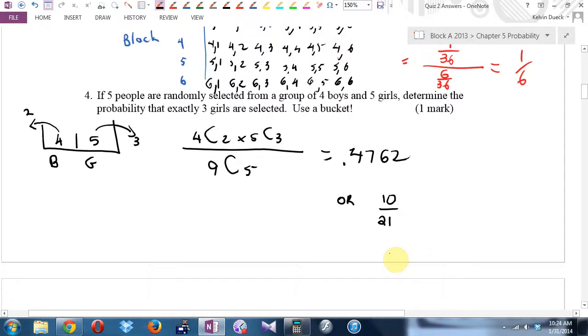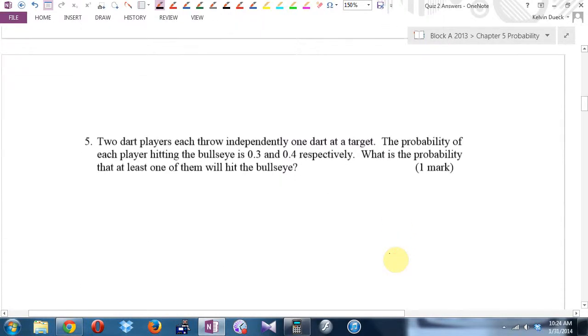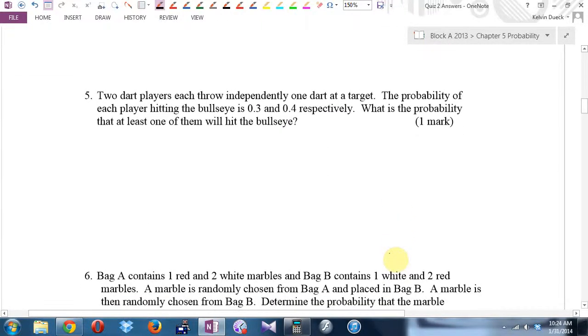Bucket. Turn the page, or next page across. Next page across. Brandon, can you read number five to me, please? How many dart players? Two.